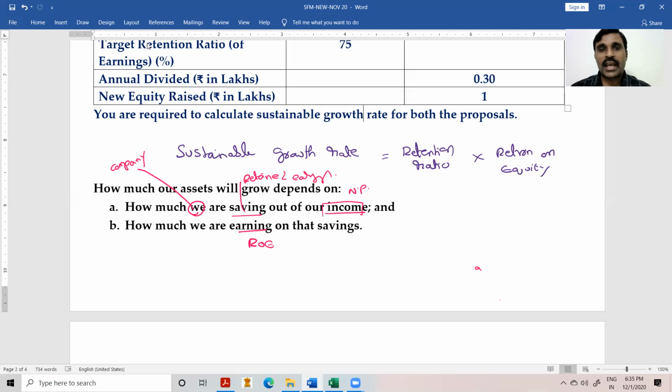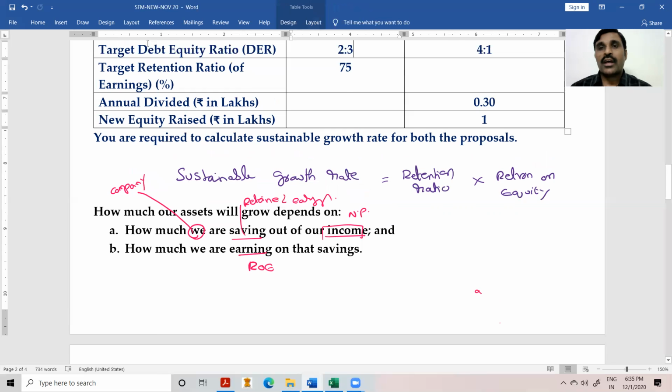The first proposal they have given. First we'll look at proposal 1. Retention ratio 75% they have given, straight, simple, not complicated. The next thing is we have to calculate return on equity.